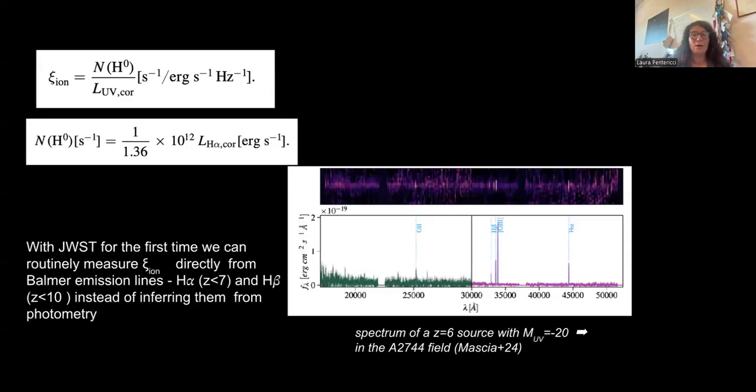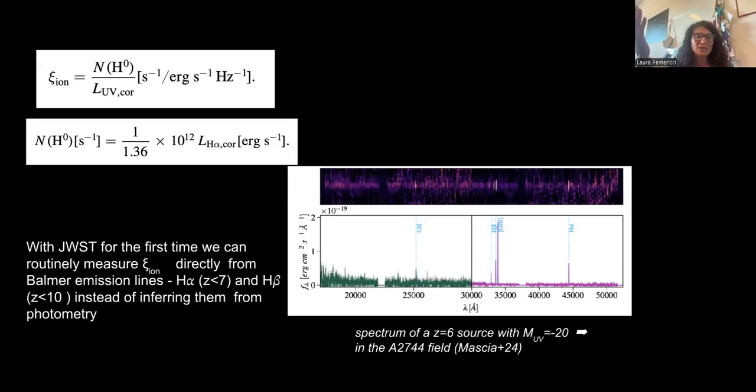Okay, so why has JWST revolutionized our knowledge of Xi-ion? Well, because until JWST, detecting H-alpha, which is at around 6,500 angstrom rest frame, in high-redshift galaxies was basically impossible. With ground-based observations, you can get to around 2 microns. So you could get H-alpha up to redshift 2, maybe H-beta out to redshift 3, but definitely not in the epoch of reionization. So definitely not at redshift 6, 7, or 8.